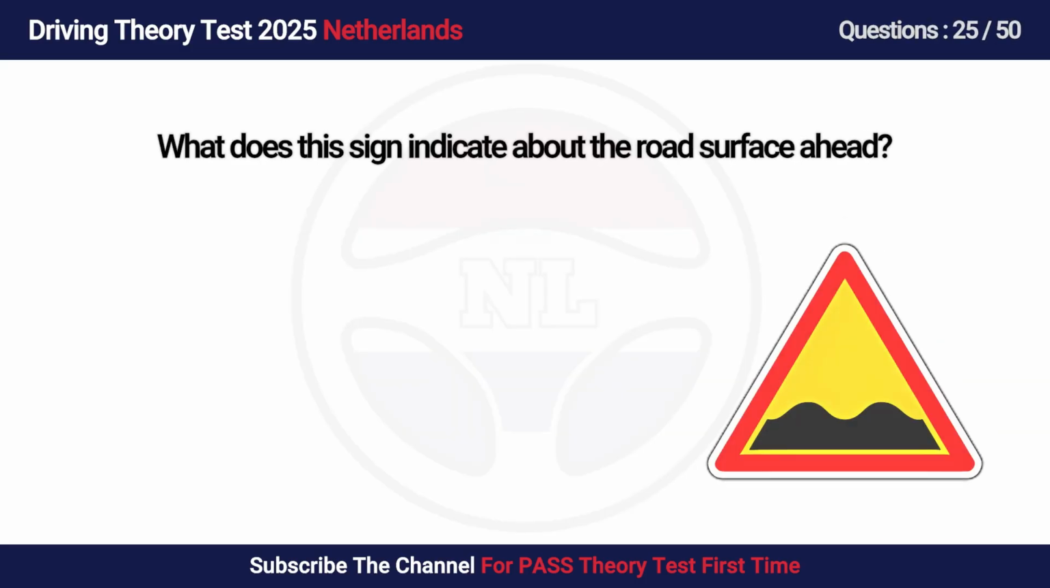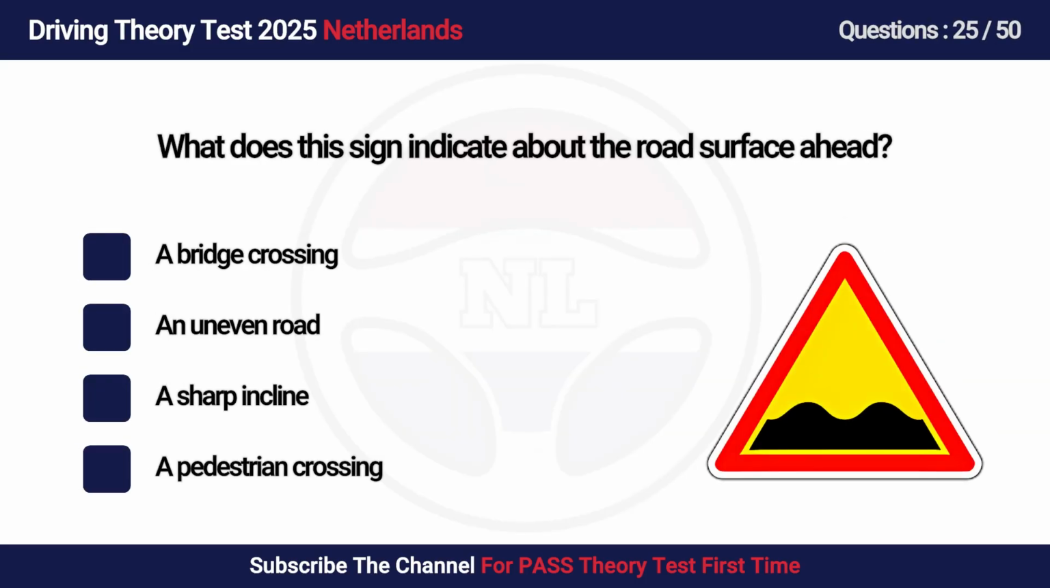Question 25. What does this sign indicate about the road surface ahead? A. A bridge crossing. B. An uneven road. C. A sharp incline. D. A pedestrian crossing.